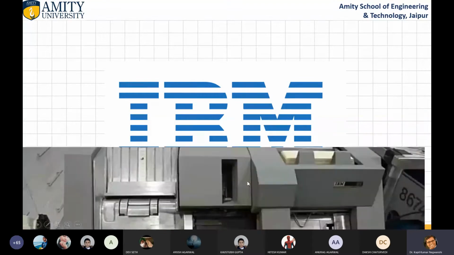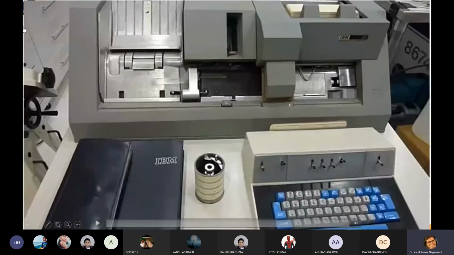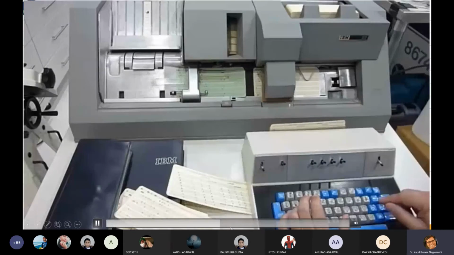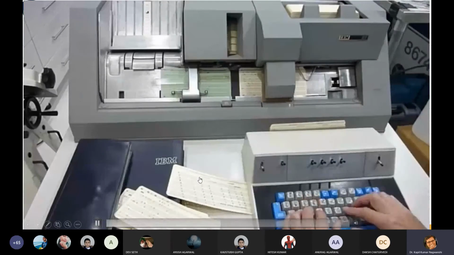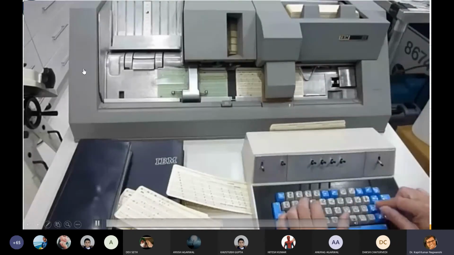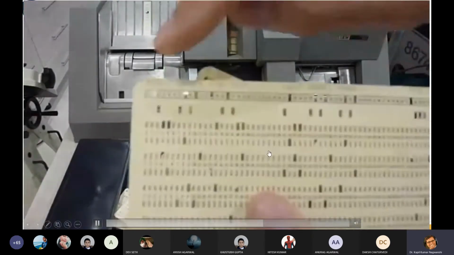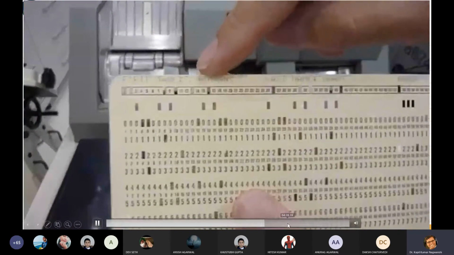So this was developed by IBM, and this machine was very popular, and it is also based on the punch card. So you can see that I had experience of these punch cards, but not the machine. I saw the punch card for one industry. Okay, and it is very similar to that punch card.